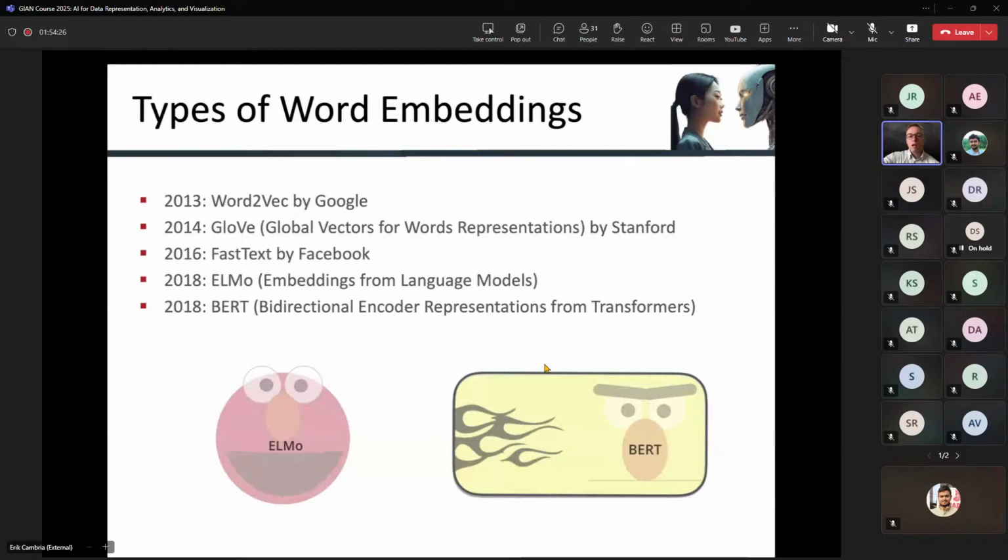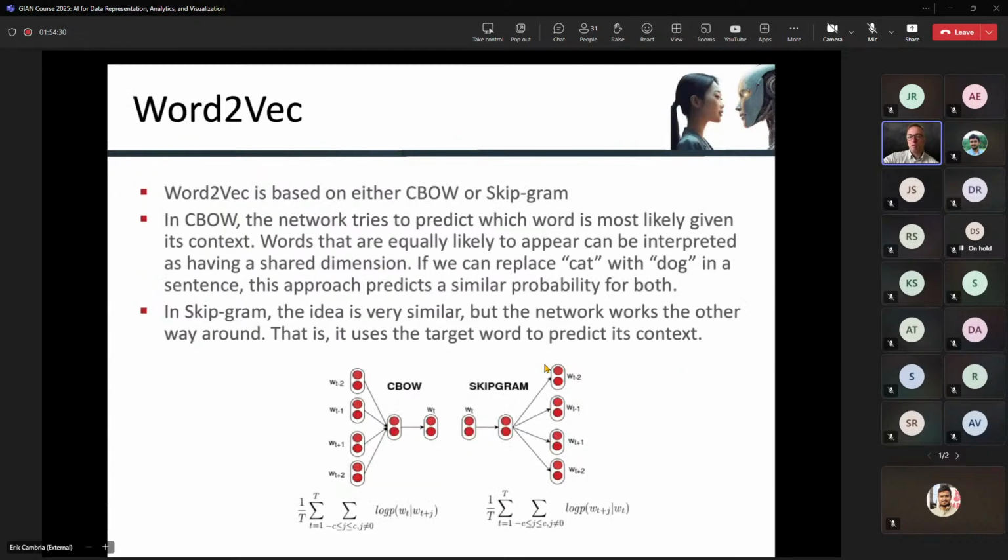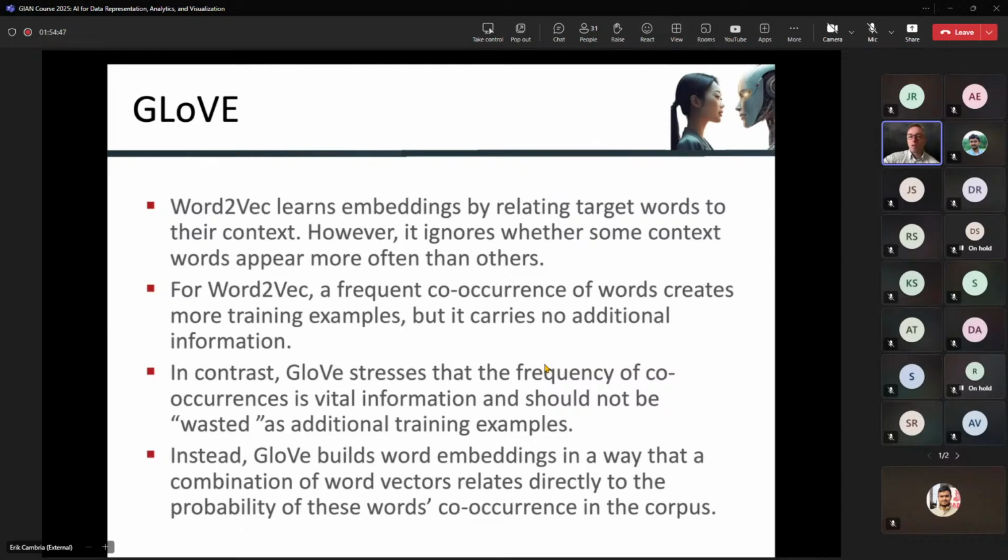So in the next few slides, I'm just going to go through a short history of word embeddings. The very first one was the one by Google, Word2Vec, which was based either on continuous bag of words or skipgram, which are two mirrored examples of how a word embedding model can be trained. Later on came GloVe.